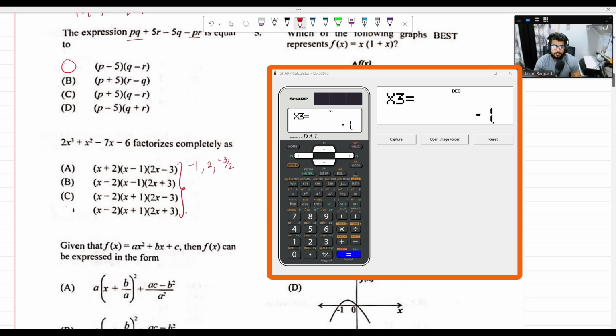Which one of these options gives me a root of minus 1? These two here will give me a root of minus 1. Both of them will also give me a root of positive 2. But which one will give me a root of negative 3 over 2? This one will give me the root negative 3 over 2. So my answer is D.